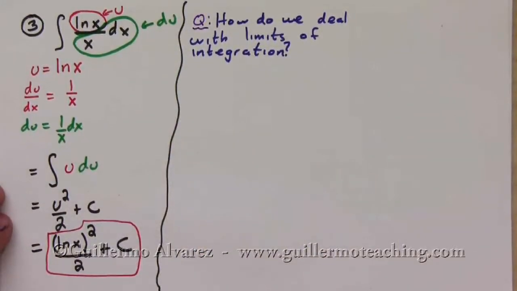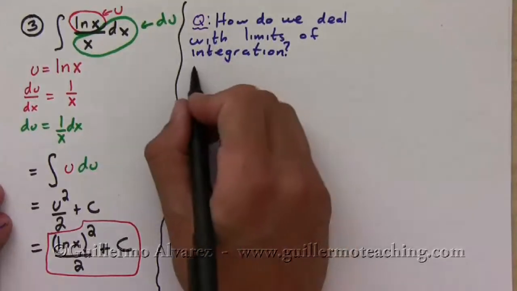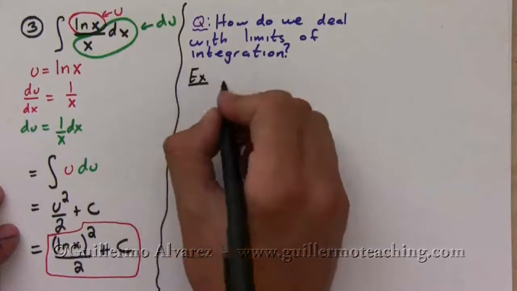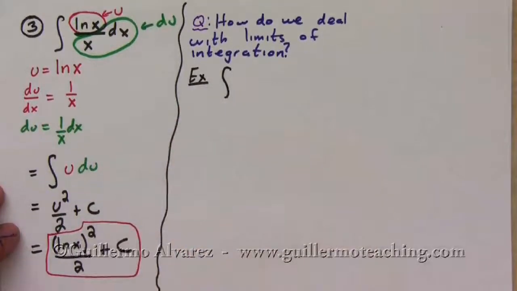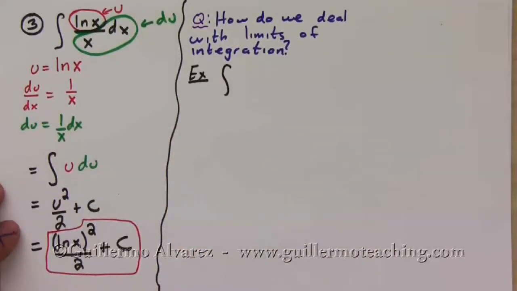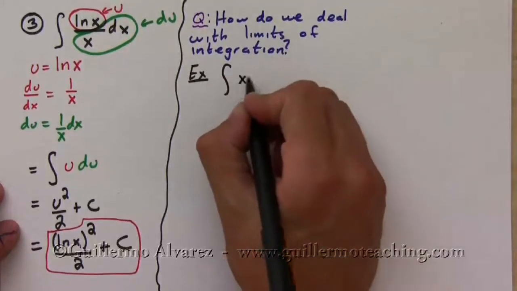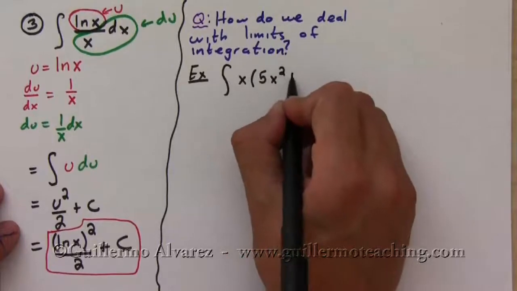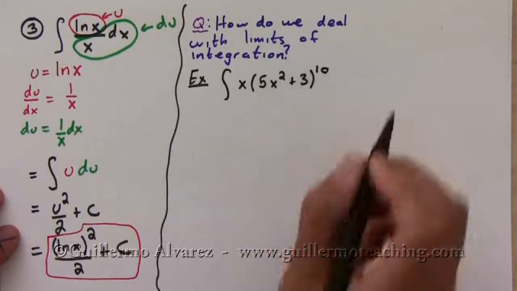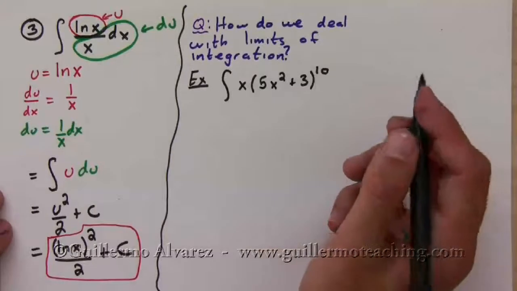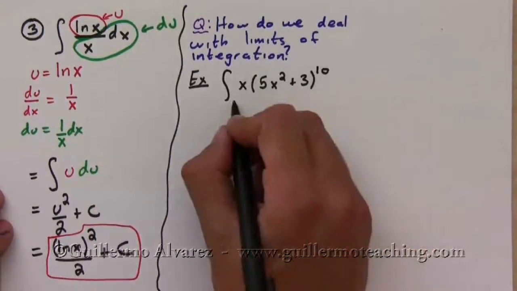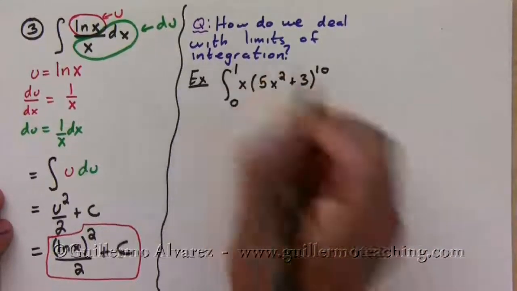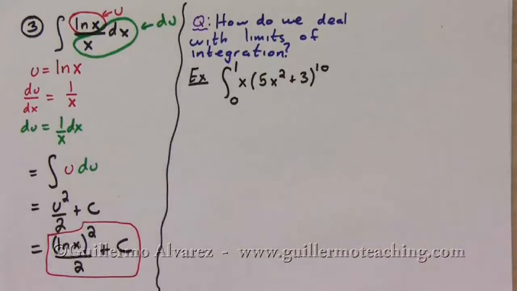So here you have two options. So let's do an example. Let's say we want to find the integral of x times (5x squared plus 3) to the 10th, and let's say we want to go from 0 to 1.